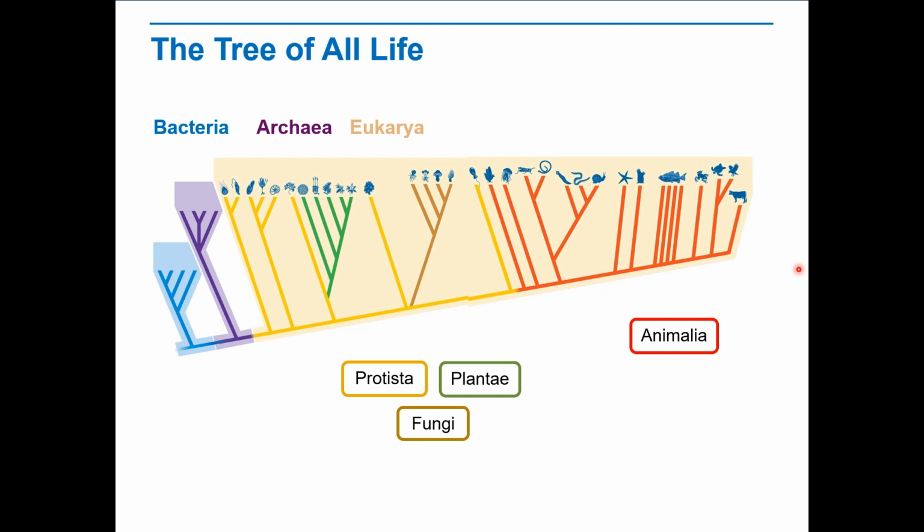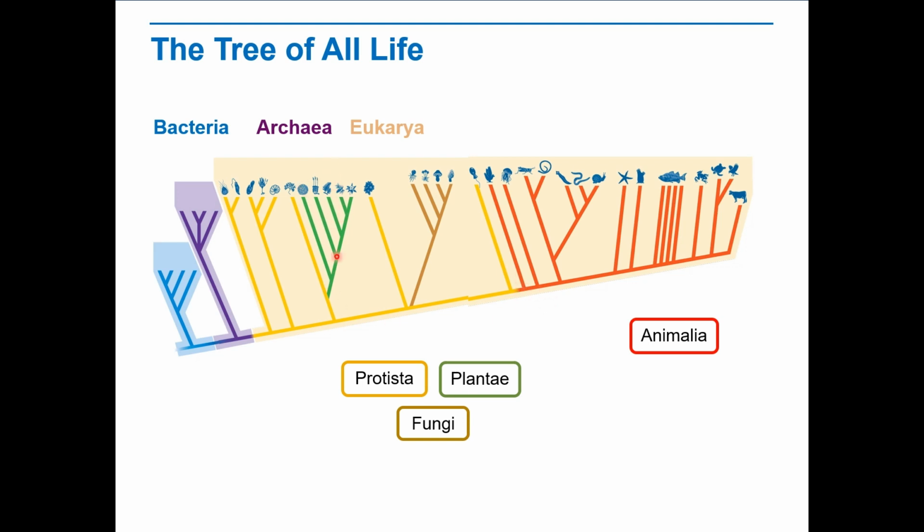We can see that the domain Eukarya is actually divided into these 4 kingdoms. Here's Animalia, all of these red branches. We could snip this off here and find that all animals came from a common ancestor. They make a clade.